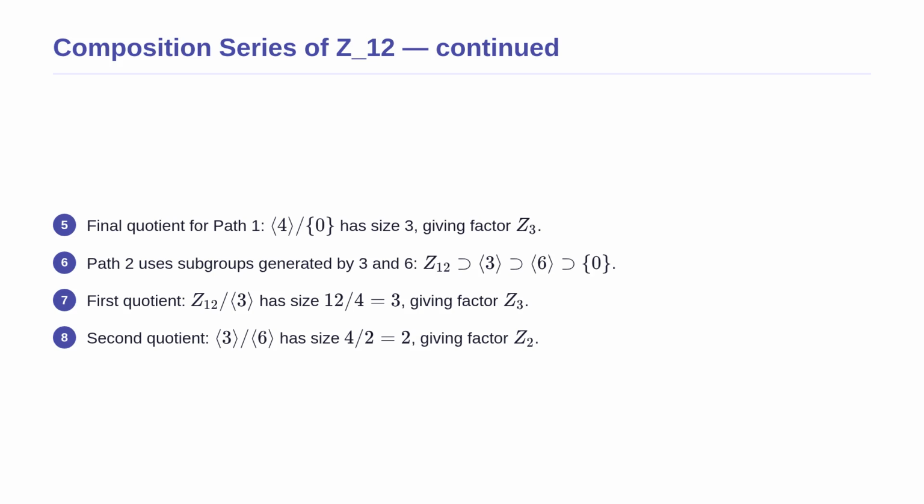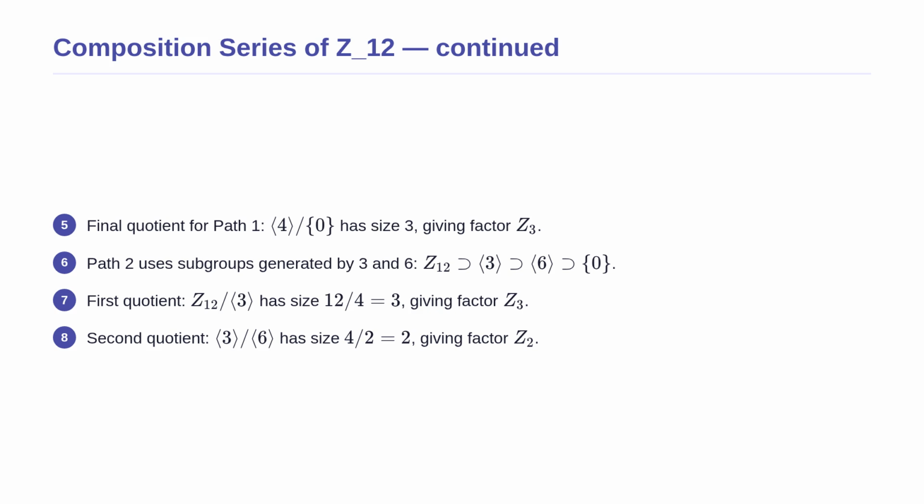Continuing with our Z12 example, let us construct a completely different path. This time, we will use a maximal subgroup generated by the element 3, which has 4 elements, followed by a subgroup generated by 6, which has 2 elements. We calculate the quotients in the exact same way.